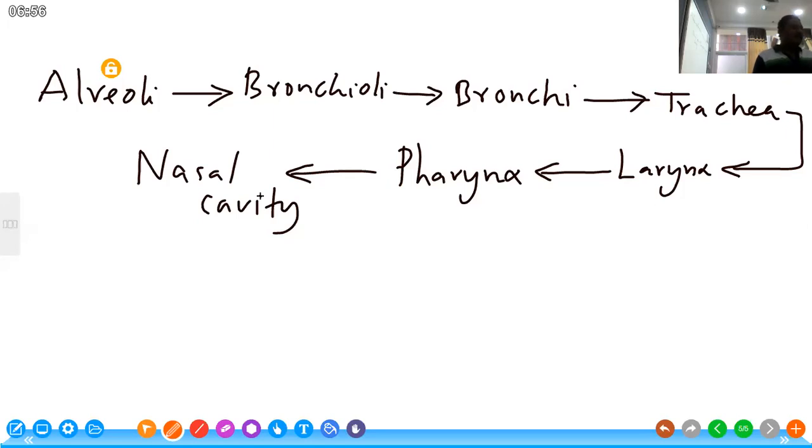Volume of the thoracic cavity decreases and the pressure increases.